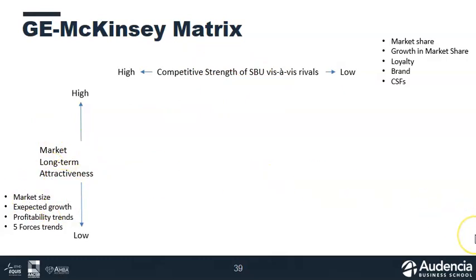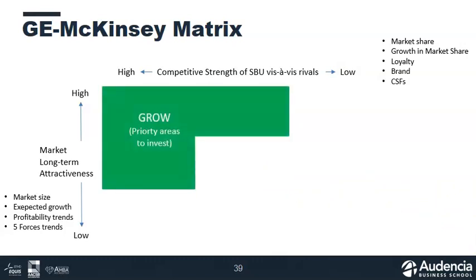we can look at 3 large areas. First large area are organizations or strategic business units that are in this grow area. They're priority areas for investment where we've got high long-term market attractiveness and high SBU competitive strength. They're very competitive, very strong, they're meeting the competitive needs of their companies, they're competing well, they have high market share, and the market is growing, which is great.